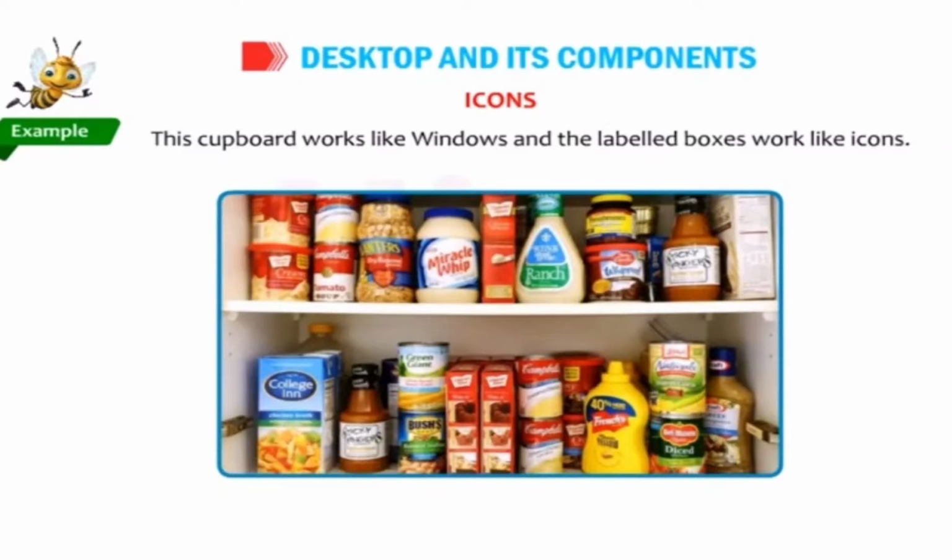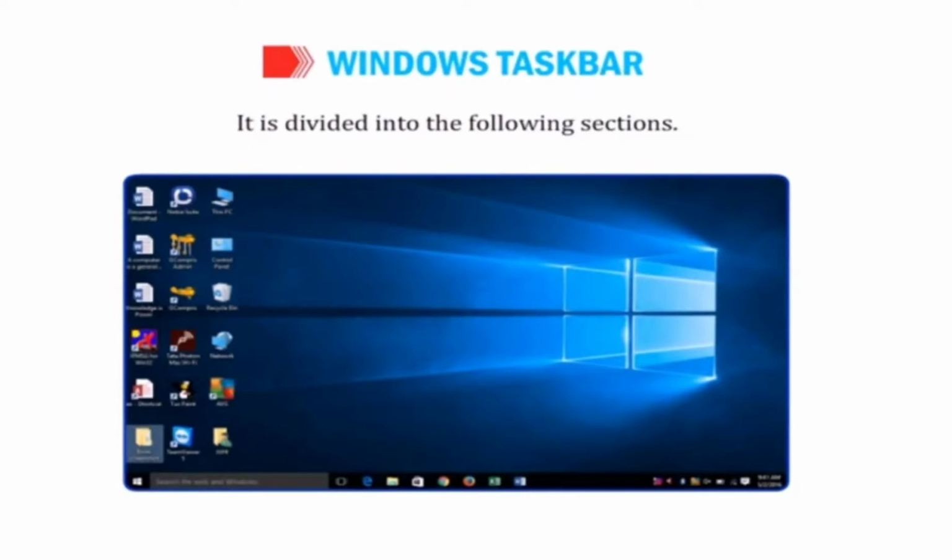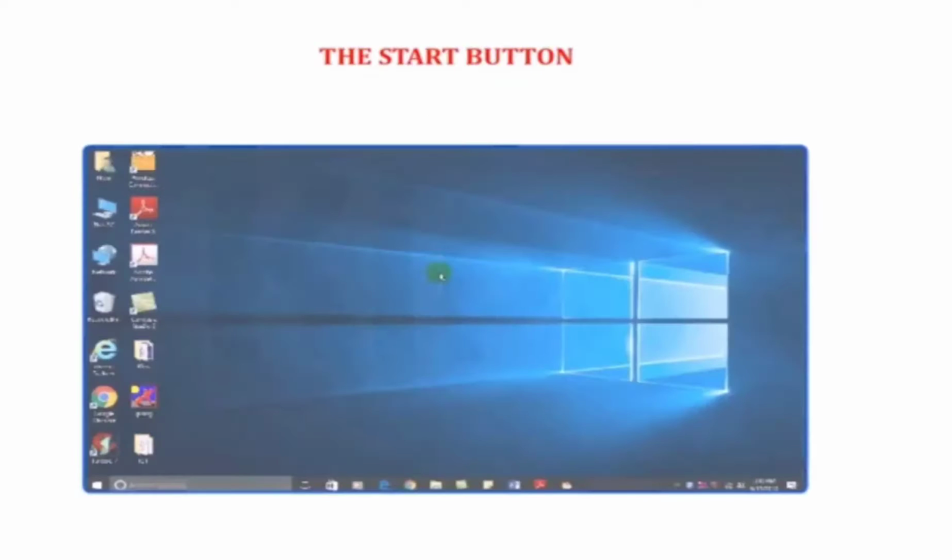So next one is about Windows taskbar. The taskbar is a long horizontal bar located at the bottom of the desktop, as you can see in the figure also. It is divided into the following sections. So first one is the start button. You can see, the start button is present at the bottom left corner of the taskbar.